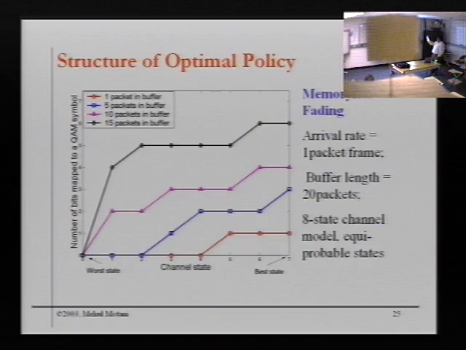Okay. And so this is just random variance, I mean, in our context. So how many packets were there? Oh, okay. So the average arrival rate is one packet. A frame is the unit of time in which you do this. Right. So if you start with 15 packets in the buffer, my buffer length is 20 packets.